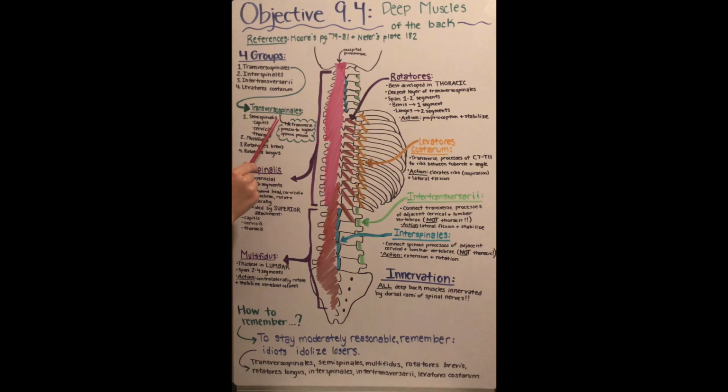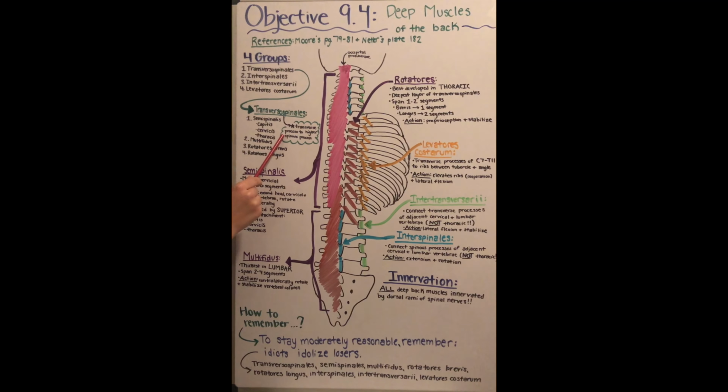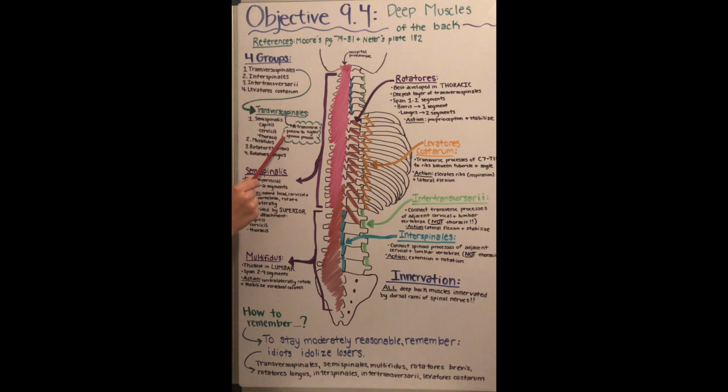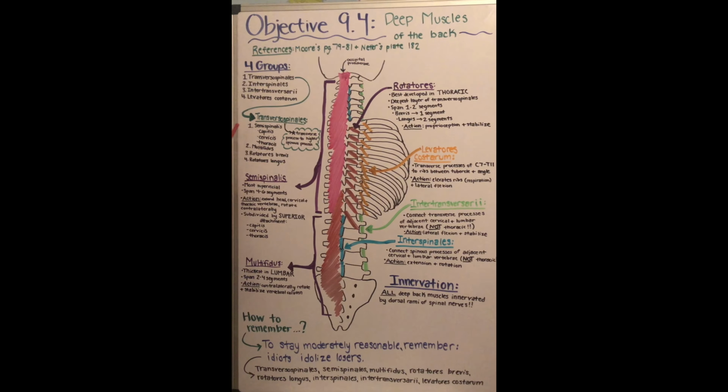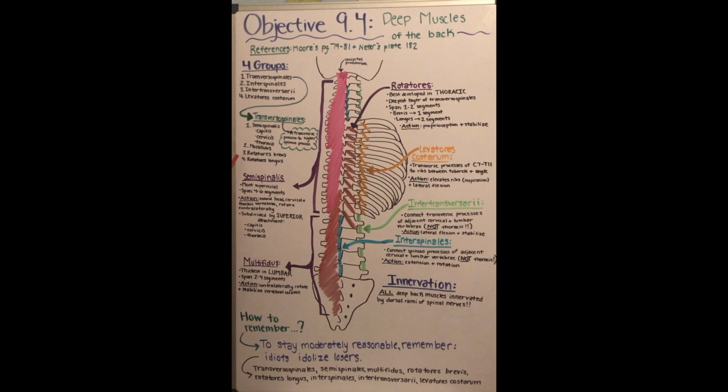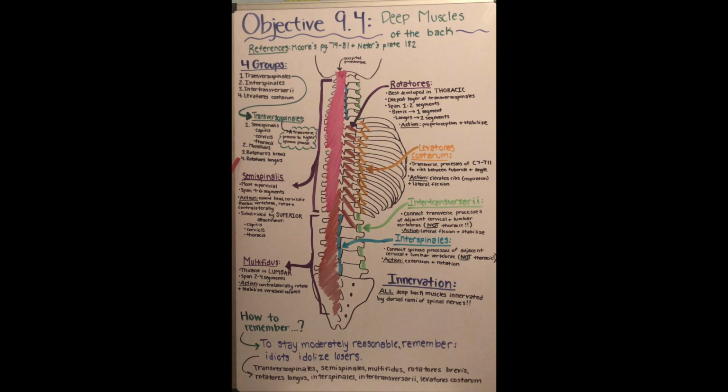The transversospinalis originate from the transverse processes and pass to spinous processes of more superior vertebra. As a group, they span the entire vertebral column. They are further subdivided into the semispinalis, multifidus, rotatores longus, and rotatores brevis.